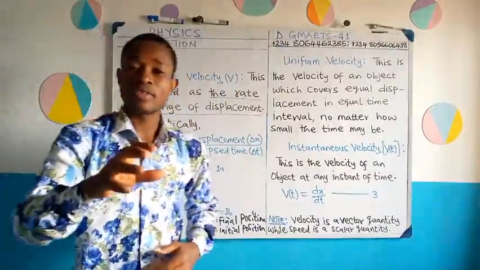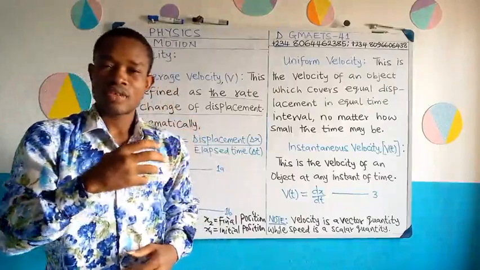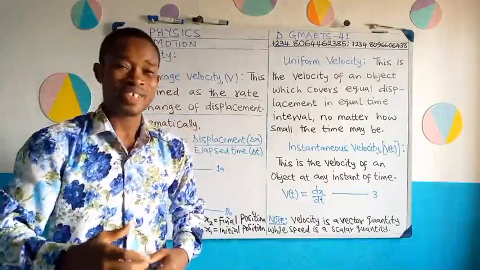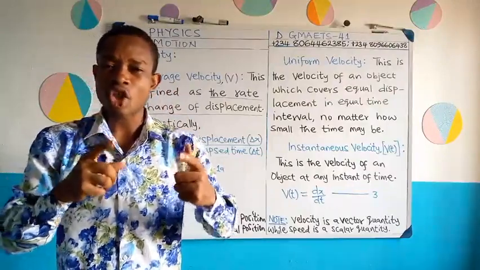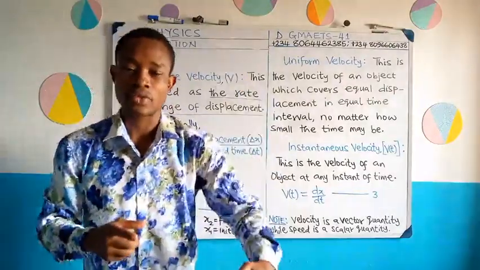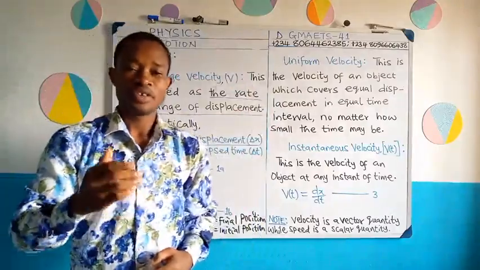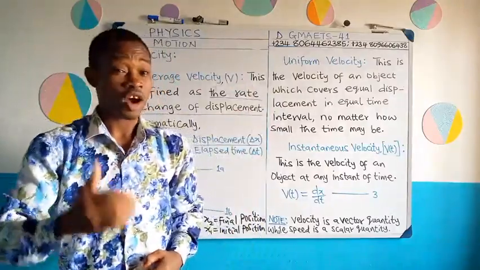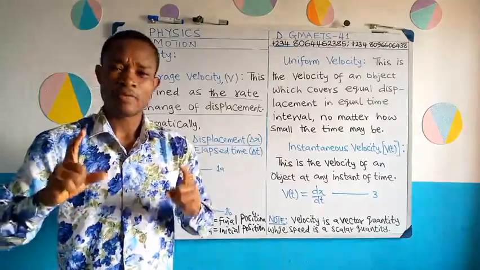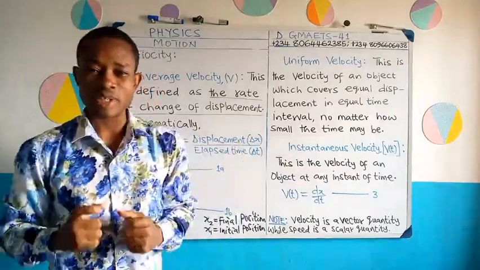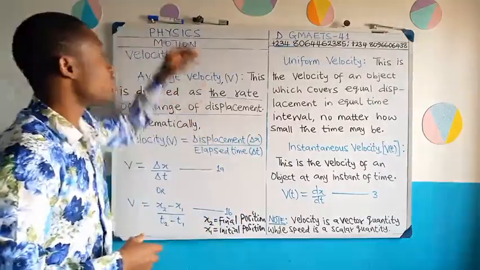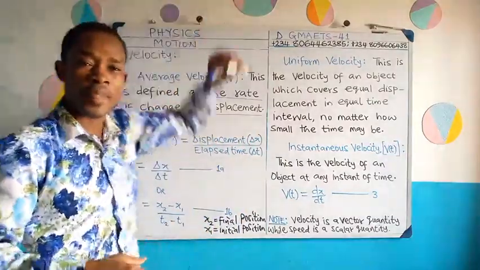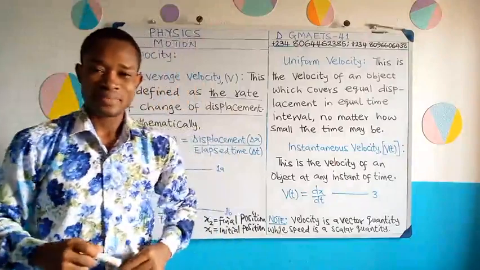Very important, because if you look at this definition, it is much similar to the definition of speed. The only difference is that speed talks about rate of change of distance, while velocity defines the rate of change of displacement. Remember, distance and displacement are not exactly the same thing. I've already explained the difference between distance and displacement in our past classes, okay?